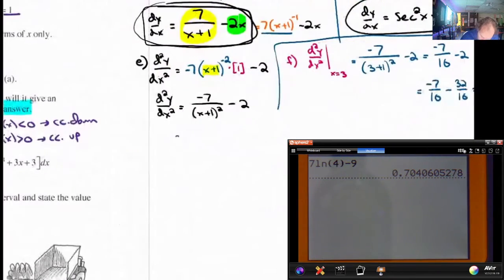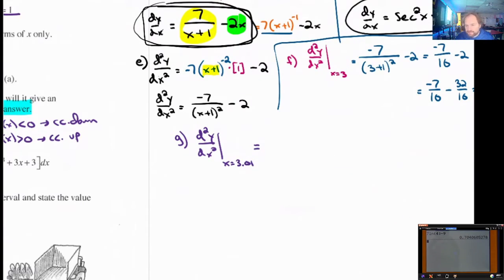I'm going to make a little space right here. So let's talk about what our second derivative is, specifically when x is equal to 3.01. The nice thing here is that we don't really care about what the answer actually is. All we need to know is if it's positive or negative. And that's an easy question to answer. You're going to have negative 7 divided by 4.01 squared minus 2.